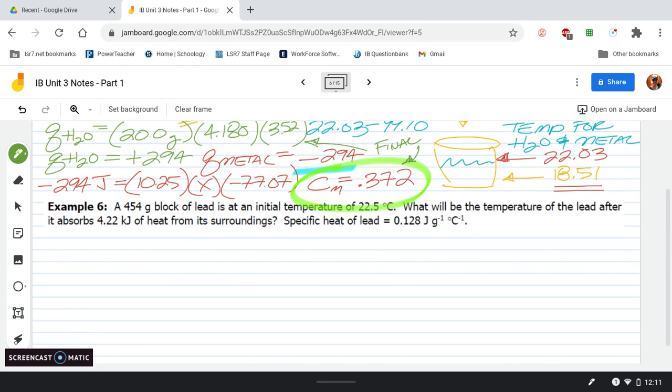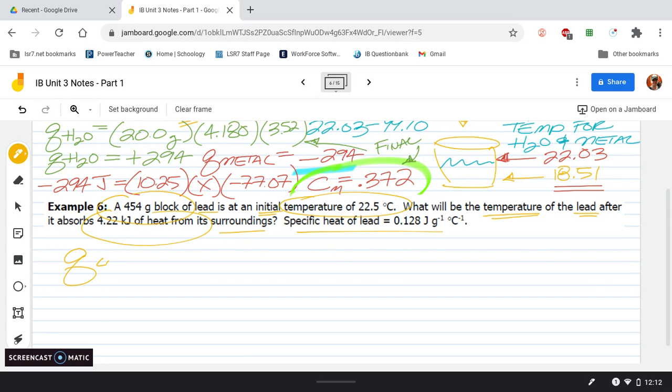So we've got a gram value for lead. We have a temperature value for lead. That's initial. They want to know a new temperature after the lead absorbs this much heat from its surroundings, and there's a specific heat. What I wanted you to notice here, that there's no mention of water. They're not talking about water. All the data is about the lead. There's only one chemical here, so you can only solve it one time.